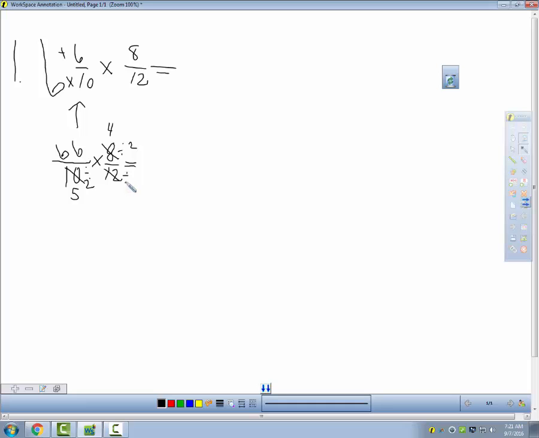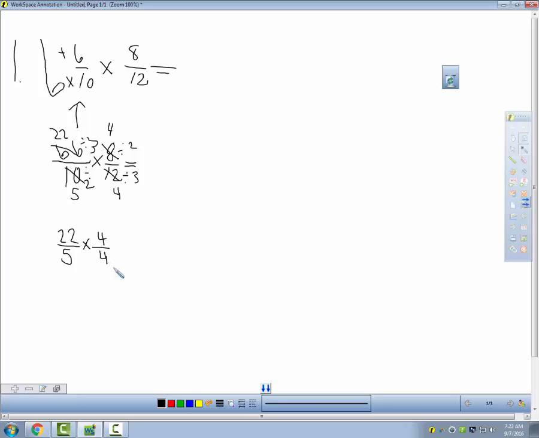So we're going to divide 12 divided by 3. And that would give our new number as 4. And then if we divided 66 by 3, okay, so 66 divided by 3, that would give us 22. Okay, so then my new fractions would look like 22 over 5 multiplied by 4 over 4.